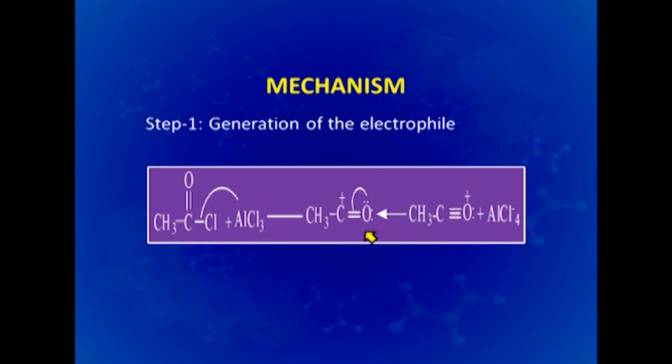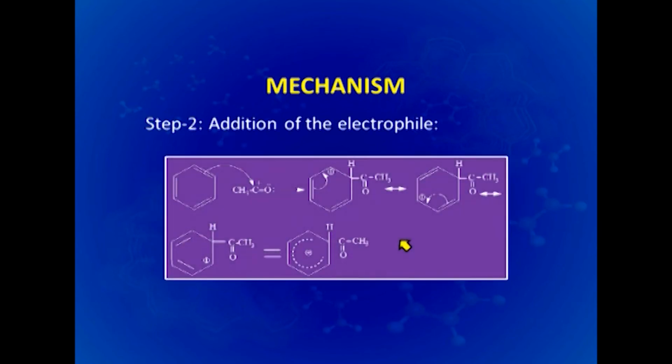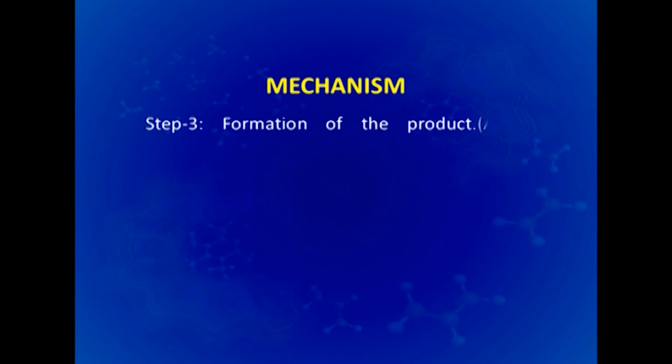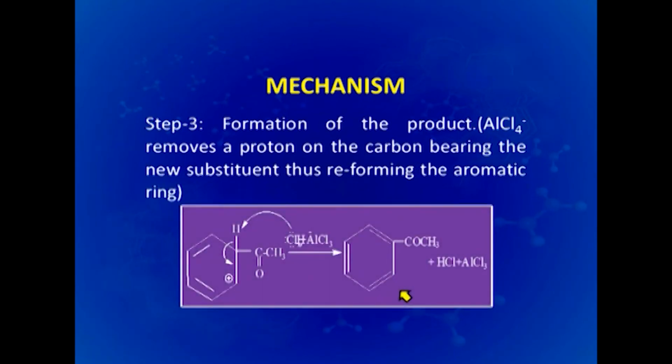The acylium cation can be generated from the acyl chloride or acetic anhydride by using a Lewis acid, that is aluminum chloride. In the second step, addition of the electrophile to the benzene ring, this acylium cation interacts with the benzene ring, which is a nucleophile, and gives rise to a resonance stabilized sigma complex. In the third step, formation of the product, aluminum chloride removes a proton on the carbon bearing the new substituent, thus reforming the aromatic ring.